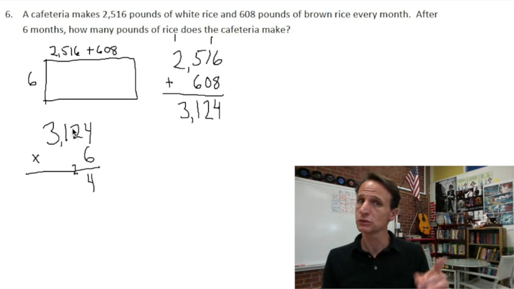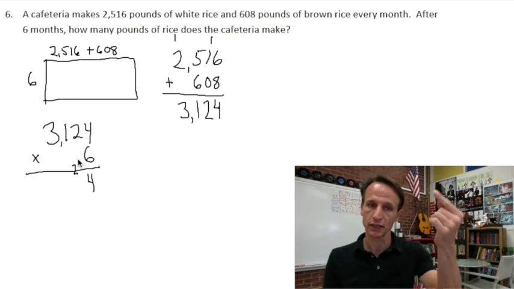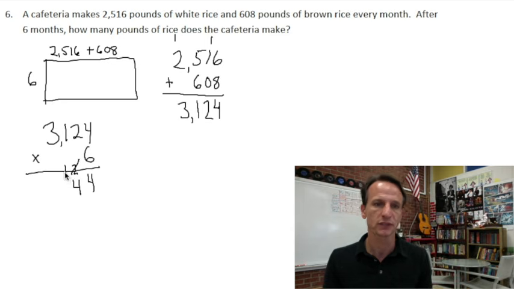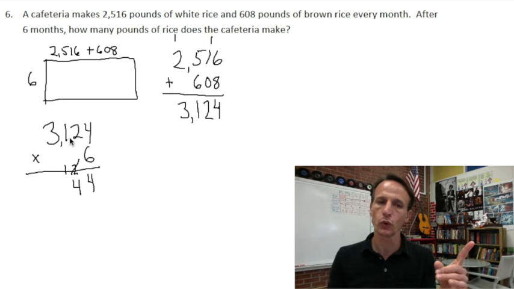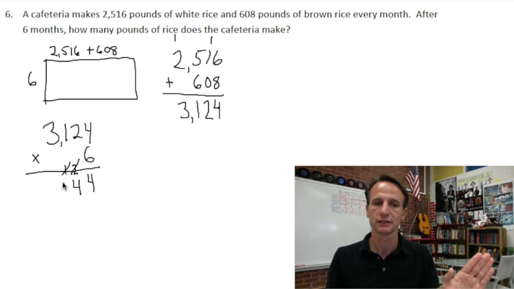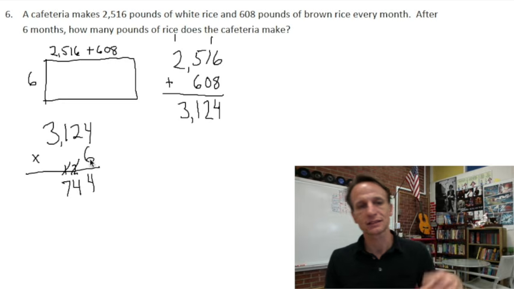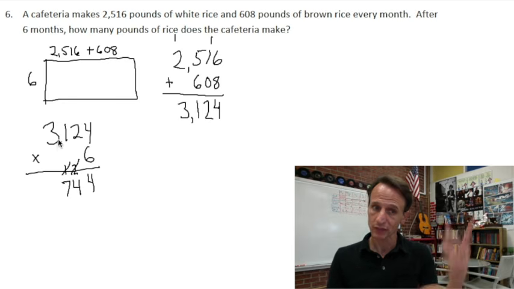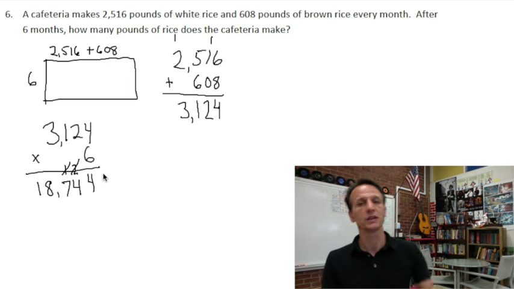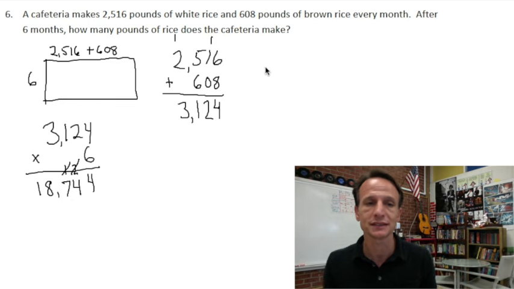6 times 2, 12. Cross it out with me. 12 plus 2 is 14. Regroup the 1 in the hundreds place. 6 times 1 is 6. Cross it out with me. 6 plus 1 is 7. 6 times 3, yeah, exactly what we expected to find there is 18,744. Now this is a word problem, so we do need a statement.